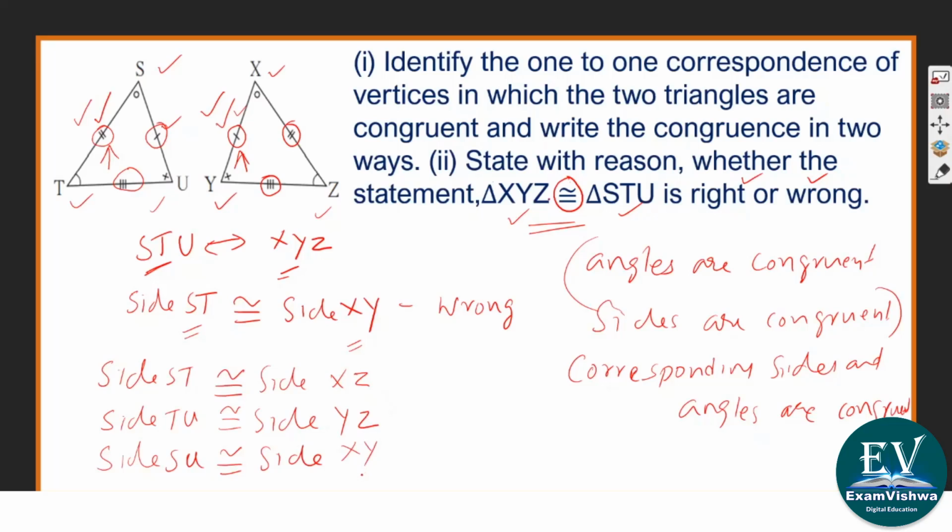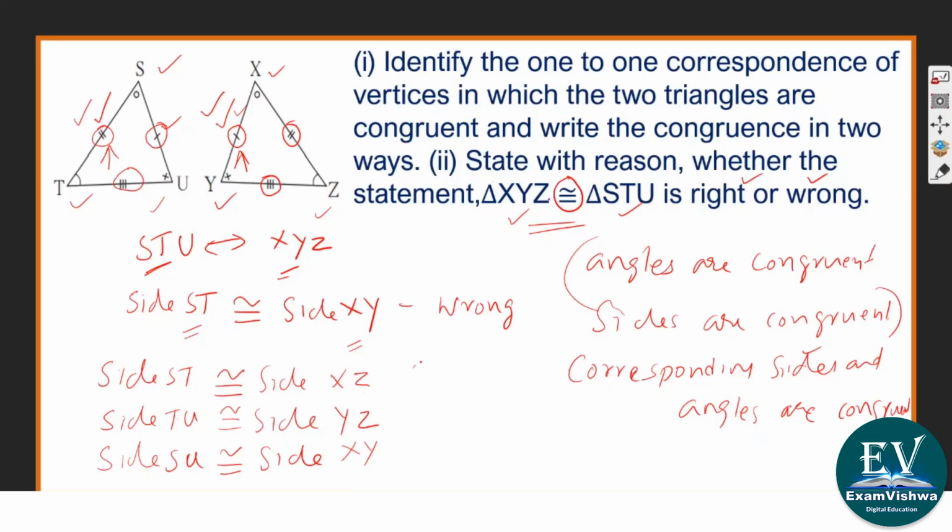So these sides are congruent. So 3 sides are congruent. Okay, 3 sides are congruent, and the order of writing created the problem. That's what I was trying to tell you. ST side is congruent to XZ. TU is congruent to what? YZ. SU is congruent to XY. So while writing, we should follow the corresponding order.